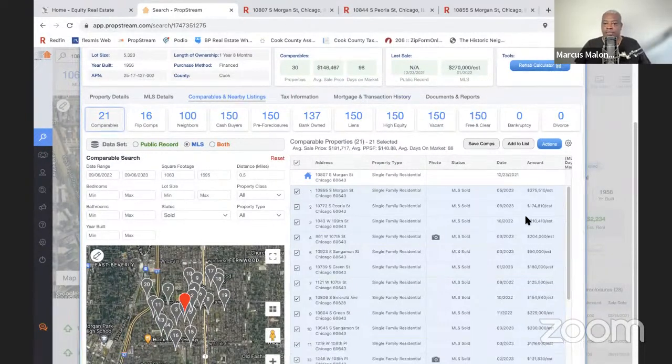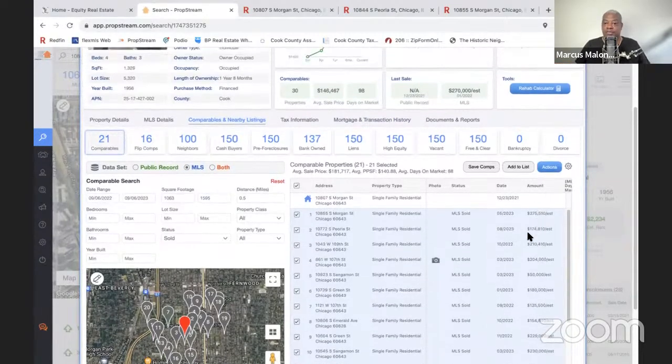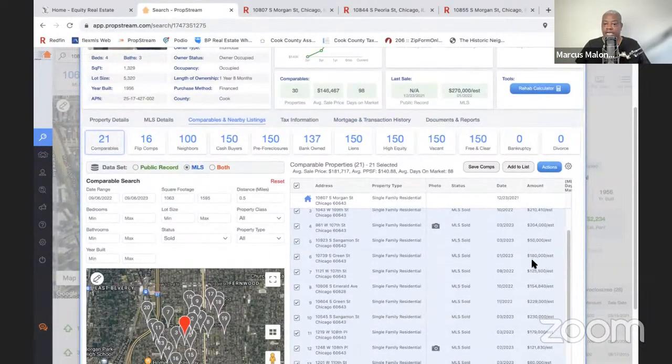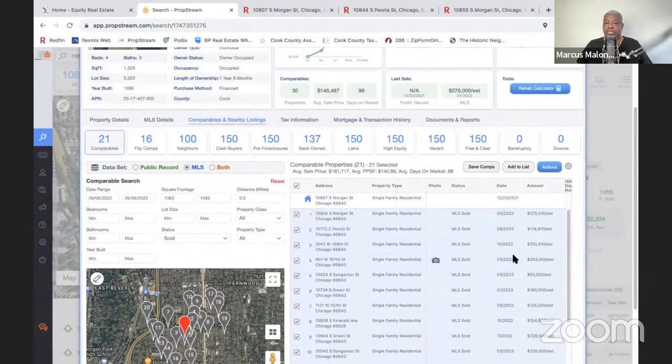So as you can see, you're looking at these different numbers here: 275, 174, 210, 204, 50,000, 80,000. All right. So you got to be careful when you're looking at these numbers, because you don't know if these properties were renovated or if they were vacant, how they look or anything like that without actually looking at pictures.